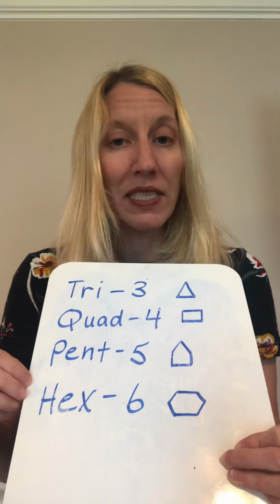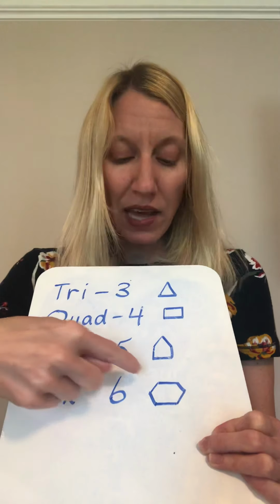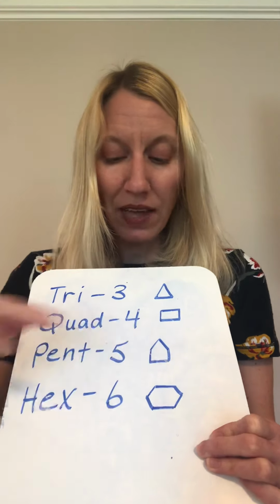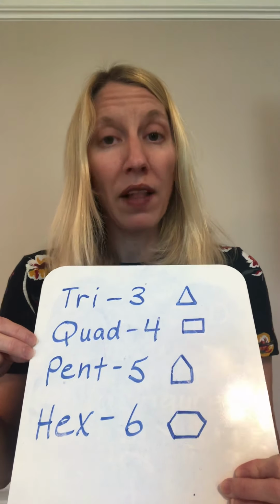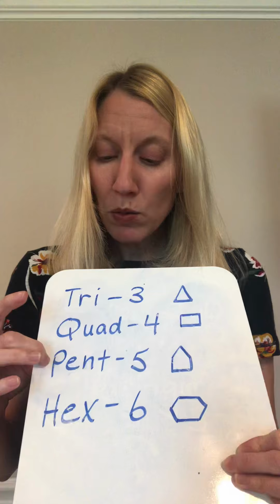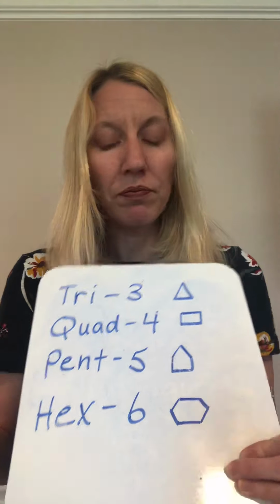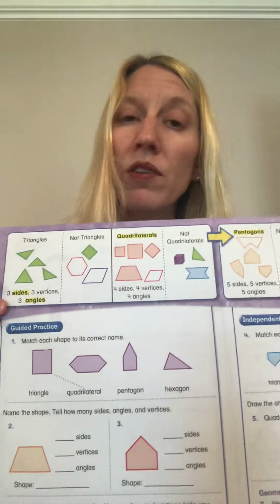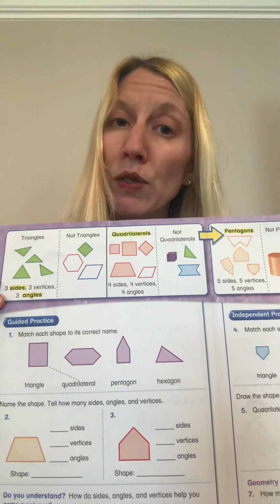And then hex means 6. 1, 2, 3, 4, 5, 6 sides and 6 angles. 1, 2, 3, 4, 5, 6. So it's helpful if you learn these prefixes, you'll know how many sides and angles that a polygon has. Tri you probably already know. Quad you maybe have heard of. Sometimes pent and hex, students get a little confused. You might just have to kind of learn those. So knowing that will help you do this page here. And again, you can definitely reference the top of it to see the sides too as well.